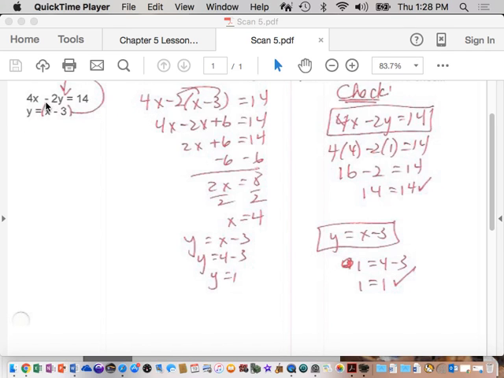And if you notice, I rewrote the top equation. The 4x minus 2 stay the same, the equals 14 stays the same. But I trade in the y. I trade in a y because the y is equal to x minus 3. So I put the x minus 3 in place of the y, and now I just solve the equation that was there.